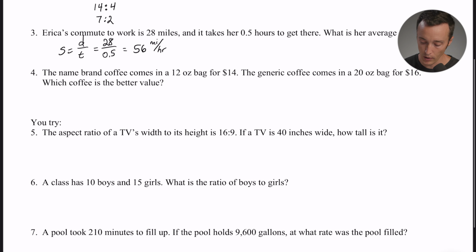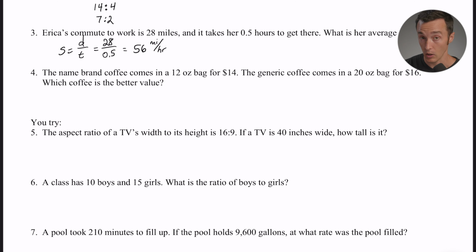So it says the name brand coffee comes in a 12-ounce bag for $14. The generic coffee comes in a 20-ounce bag for $16. And our question is, which coffee is the better value? So essentially, this is asking a rate problem. It's saying, what is the rate at which you would spend money for this type of coffee? In other words, which one is cheaper? Which one has a lower rate? Well, if I need to do this, then I'm just going to be taking a look at the dollars per ounce. I want to think about what's that lower rate?